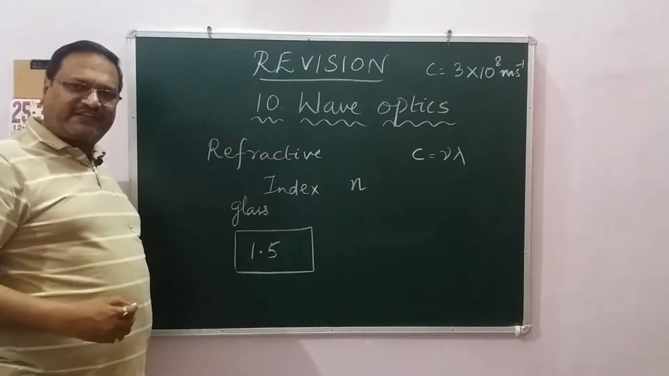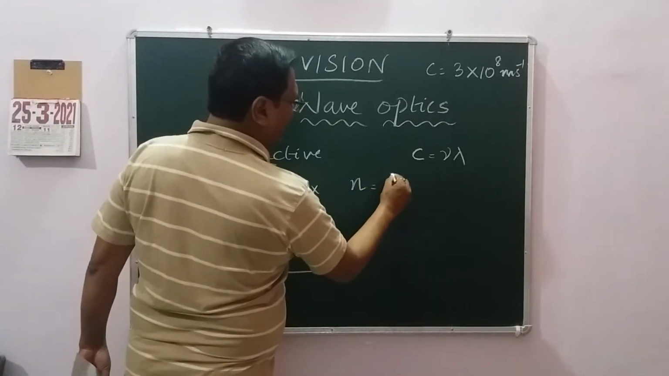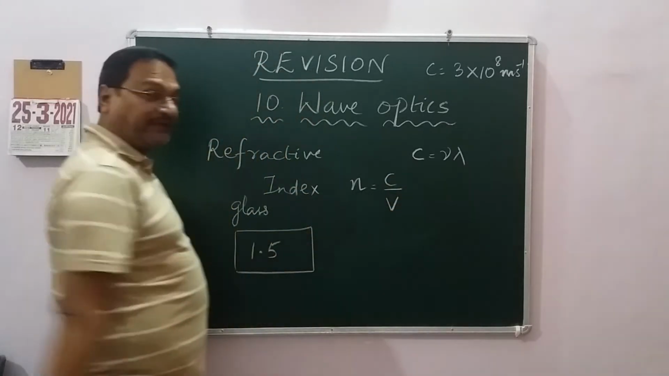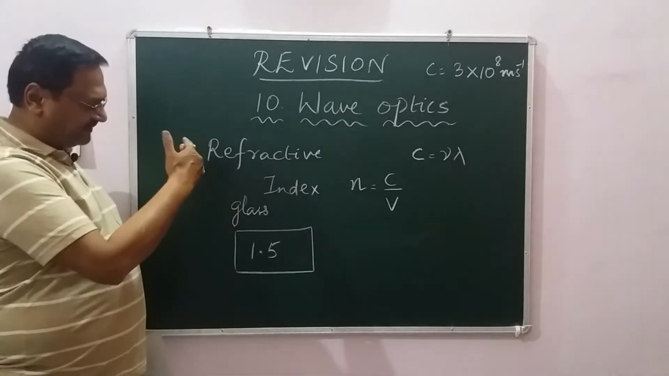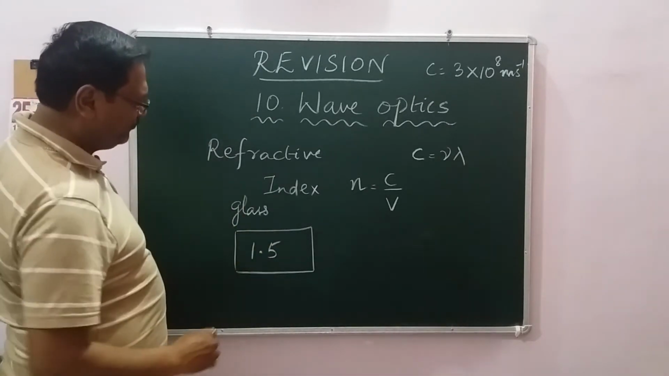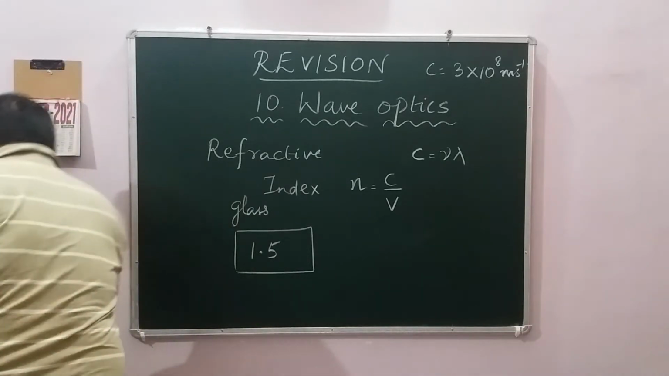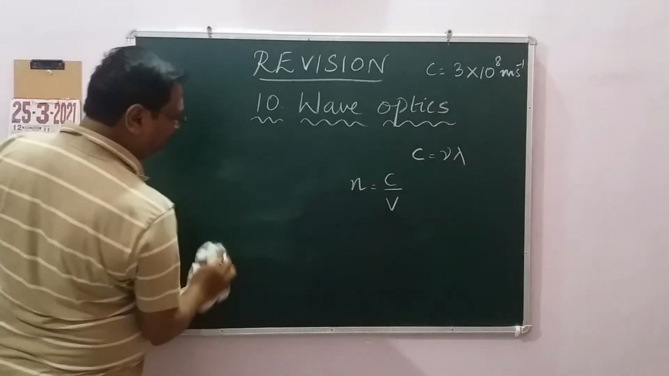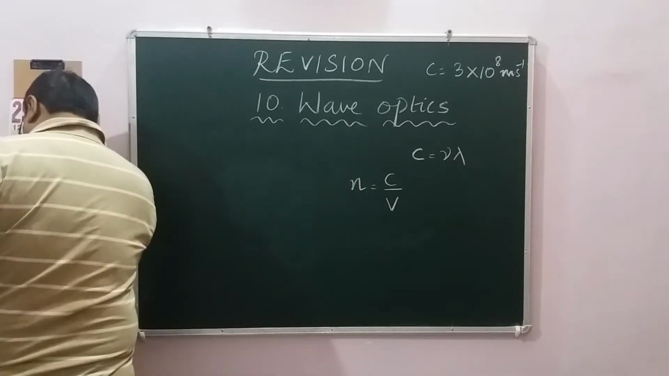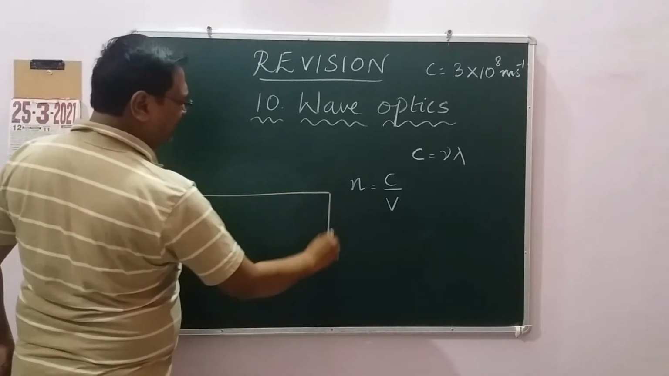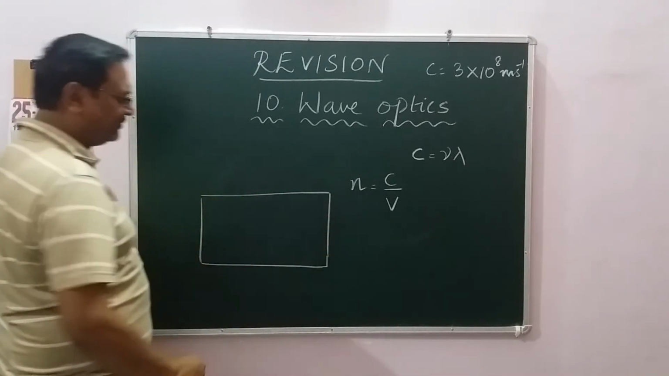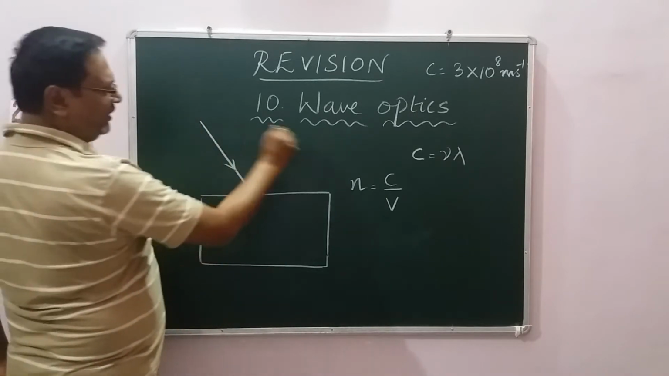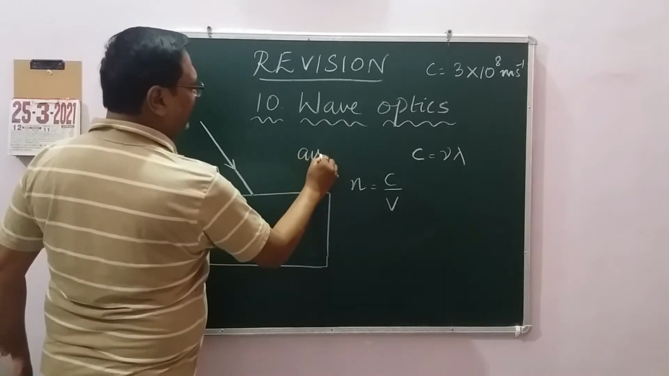So what is this refractive index? This is the velocity of light in vacuum, c, upon the velocity of light in the particular medium. Let us say, for example, I have taken glass here, and let me draw it a little bit bigger, and the topic which I am discussing now is refractive index. Okay, now let us take a medium like this. I am taking a glass slab here, and the light is coming from the position like this. What is surrounding the glass slab is air.